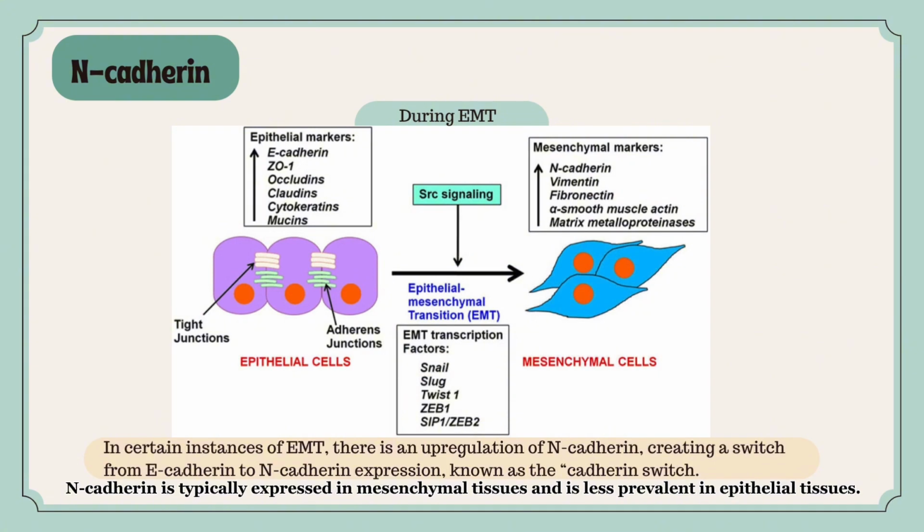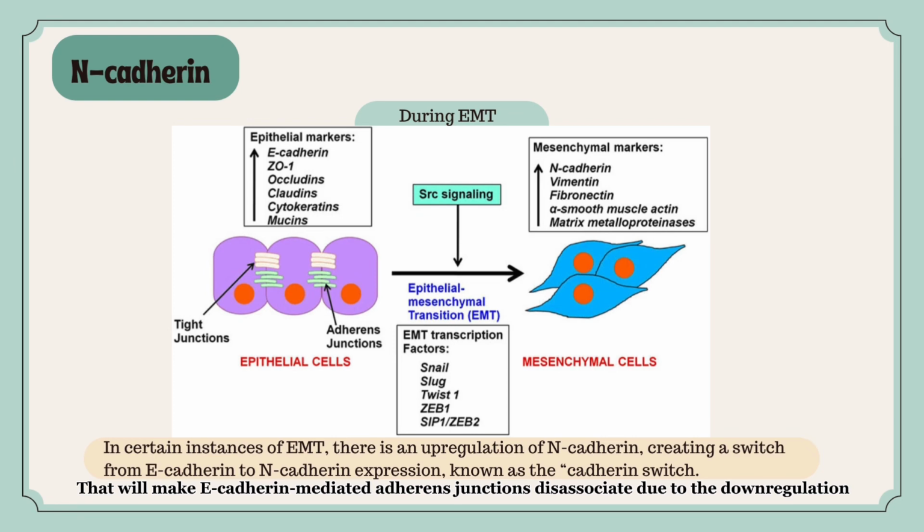N-cadherin is typically expressed in mesenchymal tissues and is less prevalent in epithelial tissues. As I stated, there is downregulation of E-cadherin, so N-cadherin is upregulated during EMT in cancers. This process is called the cadherin switch, and it is associated with enhanced migratory and invasive traits.